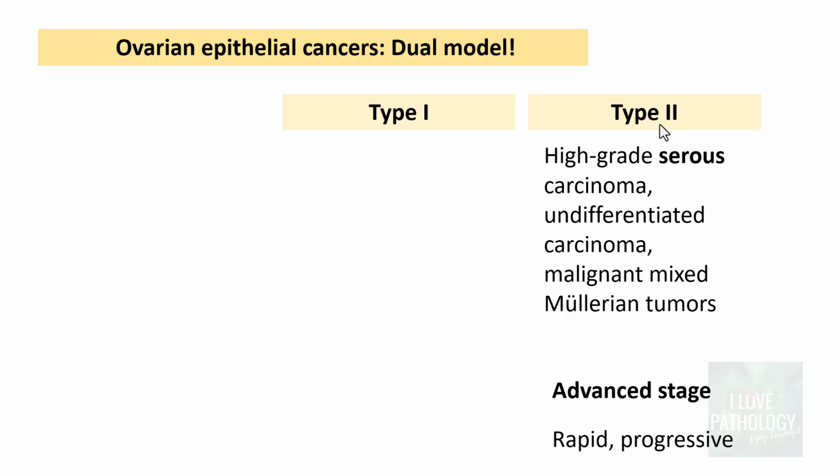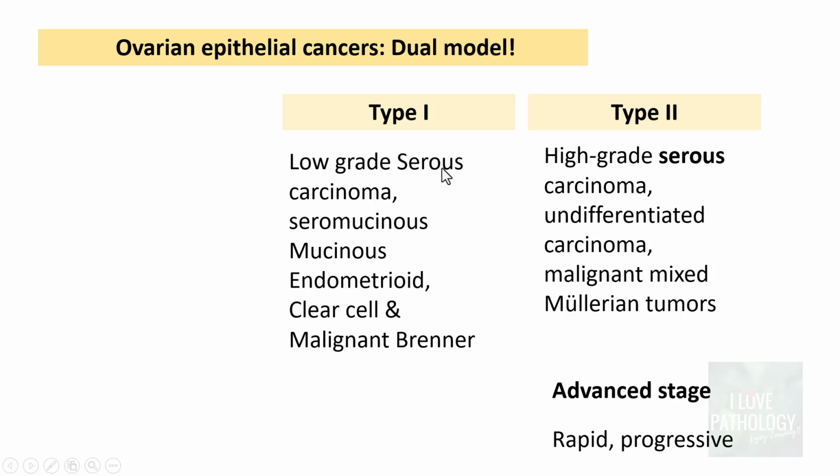What are these other ovarian cancers? They can be low grade serous carcinomas, seromucinous carcinomas, mucinous carcinoma, endometrioid carcinoma, clear cell carcinoma, and malignant Brenner or transitional cell carcinomas, categorized as type 1. They usually present when they are in early stage of cancer. They are slow growing and indolent tumors. So what you need to know now, the ovarian cancers are broadly categorized into low grade or type 1 and type 2. High grade is type 2, whereas low grade is type 1.